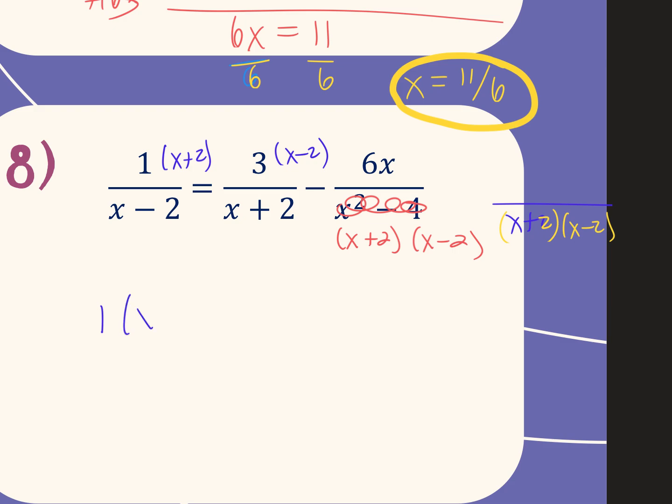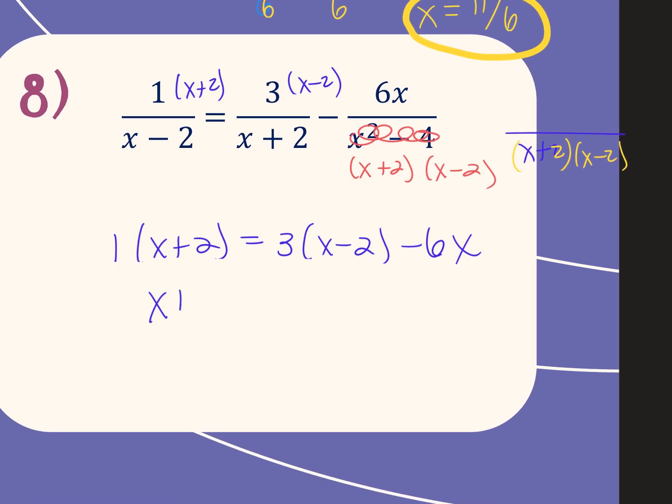So I write my linear equation. 1 times x plus 2 equals 3 times x minus 2 minus 6x. Notice, guys, once you get past that first step, this becomes a linear equation that we did yesterday. It's the first step that you have to get past. We factor first, get a common denominator, multiply through. So I have x plus 2 equals 3x minus 6 minus 6x.